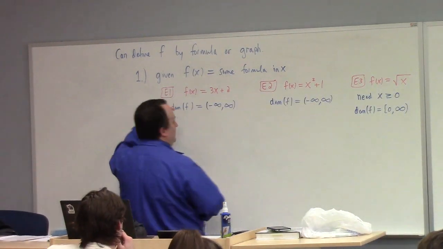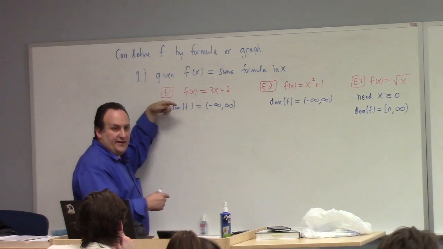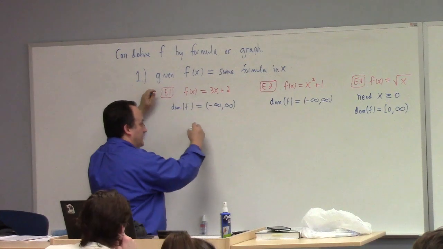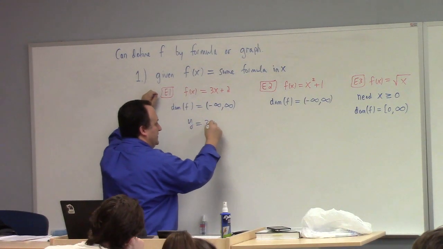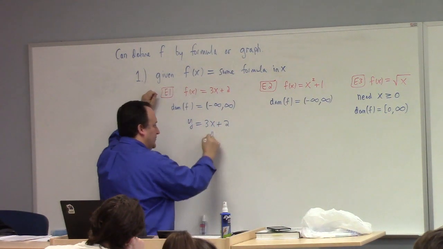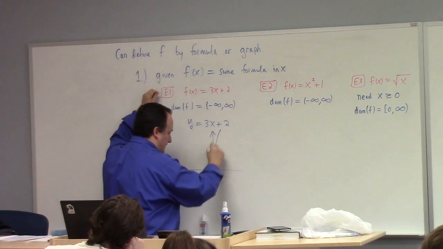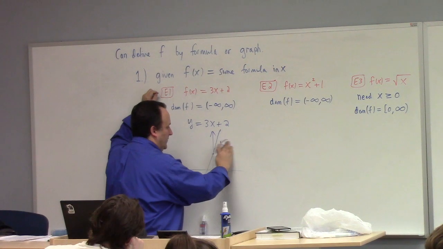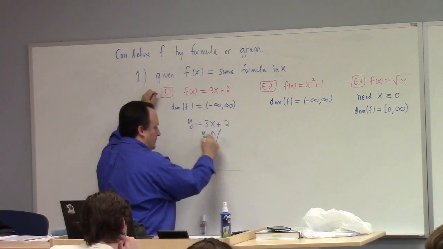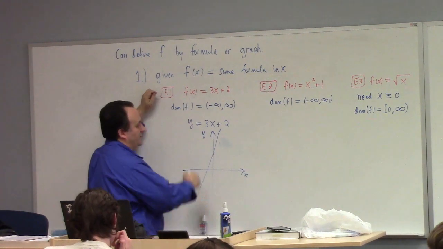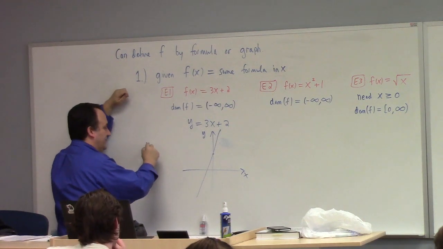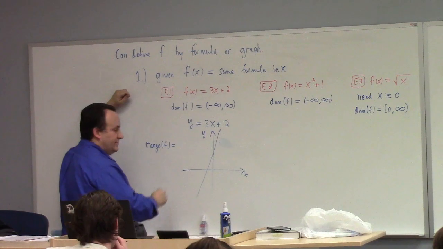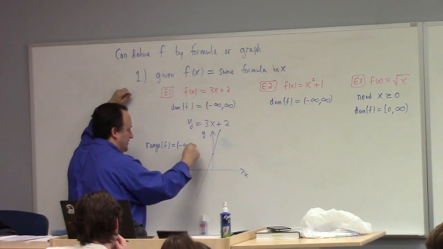We've already talked about plotting these, because we've talked about how to graph these equations. This is a line. y equals 3x plus 2 is a line. Y-intercept 2, slope 3. It looks like this, right? Given that, what's the range of f? Negative infinity to positive infinity. Very good.